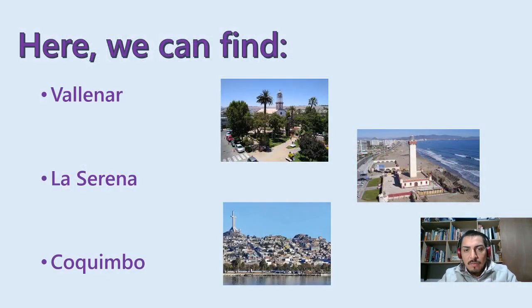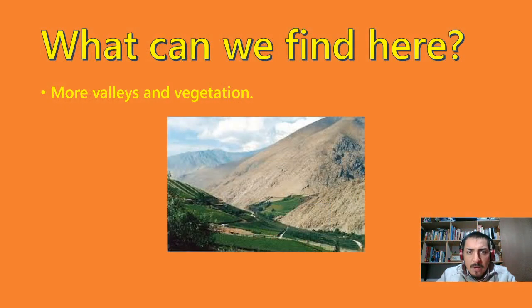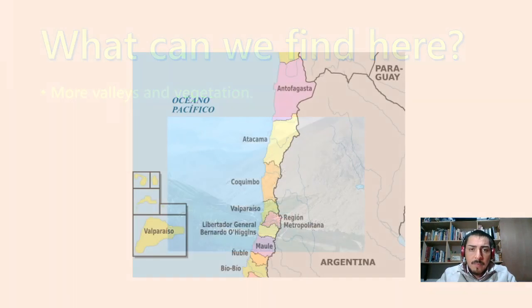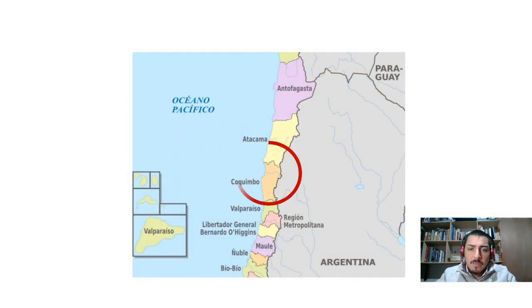And the cities we can find there using a map: Vallenar, La Serena, Coquimbo. And what do the people who live there find around them? Well, they find more vegetation and more valleys because the desert there is not so dry, and we find more rivers as well. Good. And where's Norte Chico? It's right there.